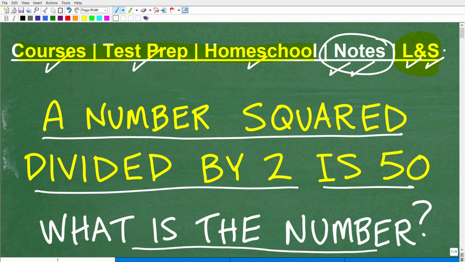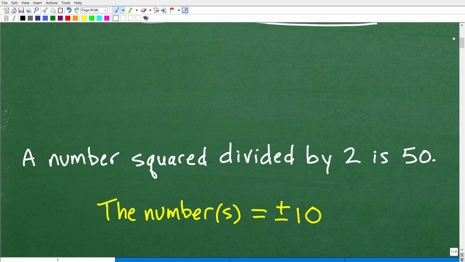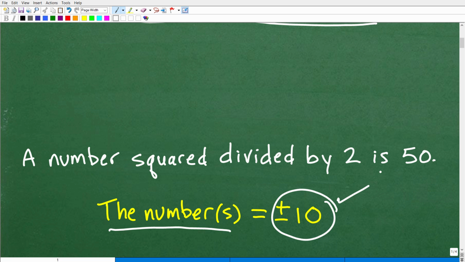Okay, so I'm going to go ahead and show you the solution right now, and then we'll get into exactly how I got that solution. All right, so a number squared divided by 2 is 50. What is the number or the numbers? In this case, it's 10 and negative 10.